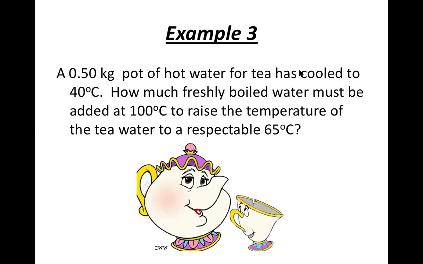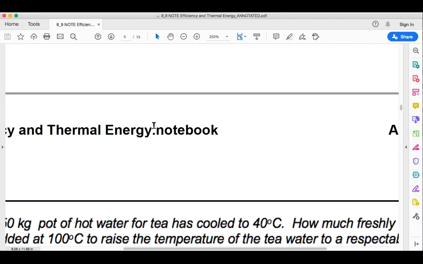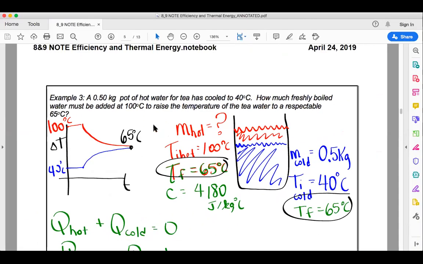We want, this is a different problem than I was thinking. So our pot of hot water for tea has cooled to 40 degrees. That's too cold. We're really tea snobs here, so we don't want bath water temperature. We want 65 degrees Celsius. So let's draw a diagram. It's really important in these problems to draw a diagram to organize all the givens, because it might be overwhelming right now. There are so many givens.